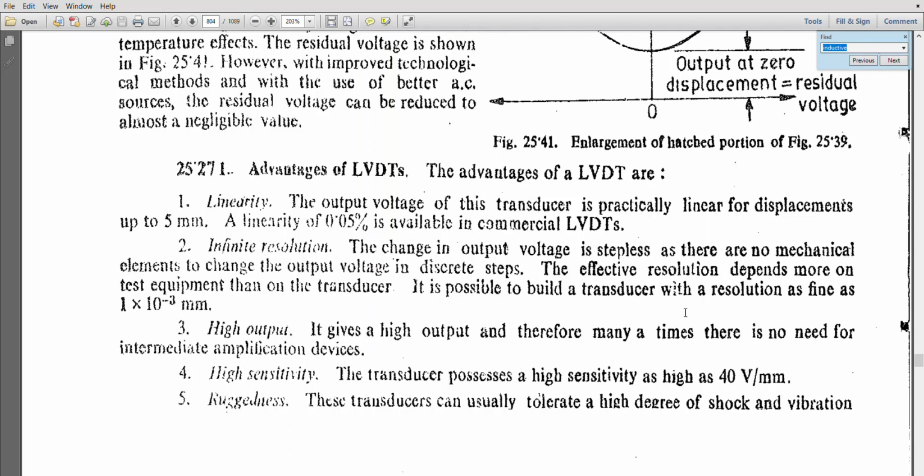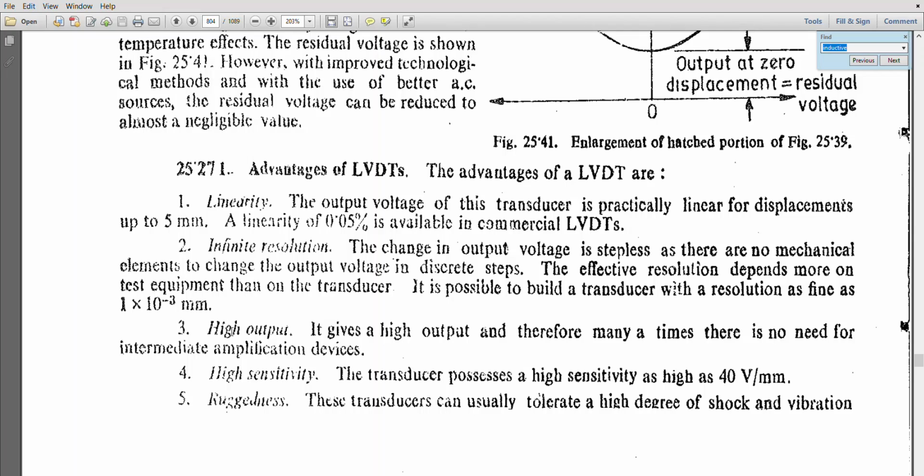What are the advantages of LVDT? The LVDT has very good linearity of 0.05%, and infinite resolution. It can go to a smallest fine resolution of 10 power minus 3 mm. That is a very good resolution. That is 10 power minus 6 of a meter, so it can measure micrometers also.